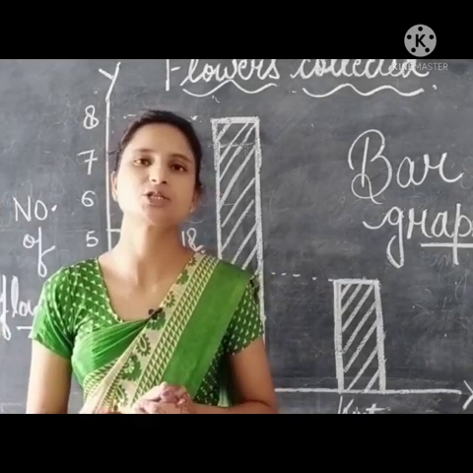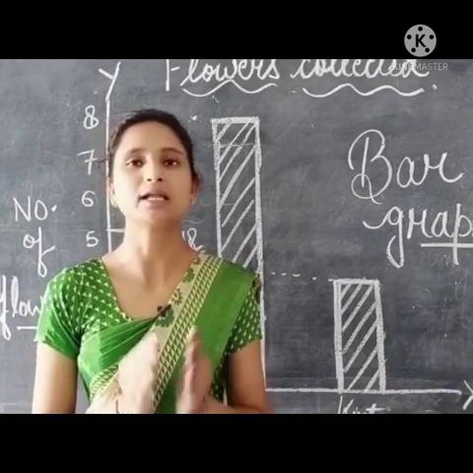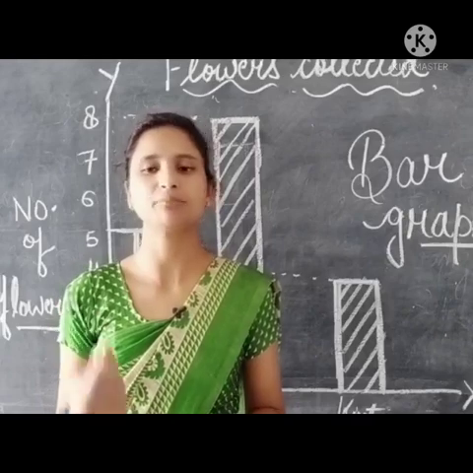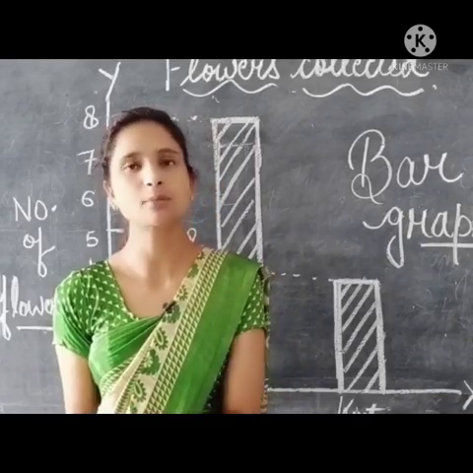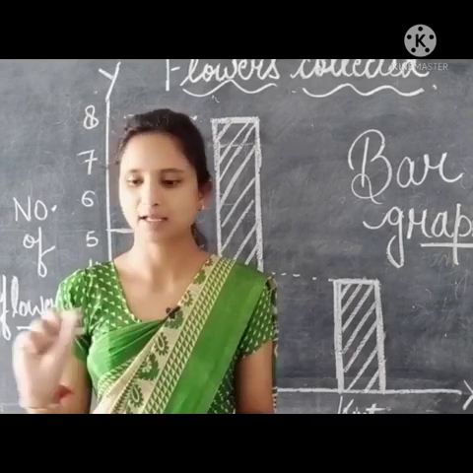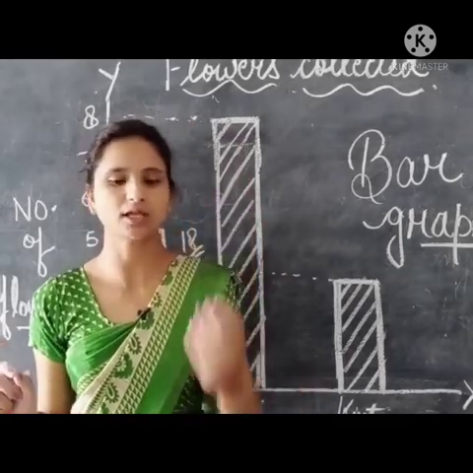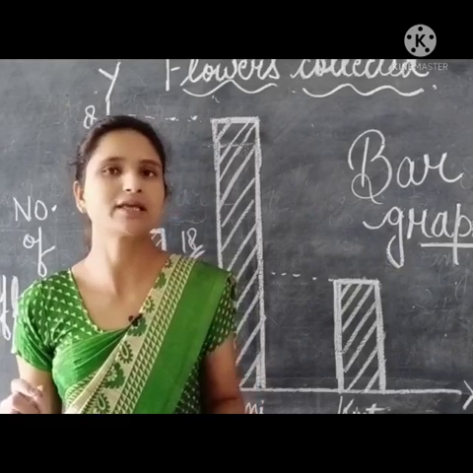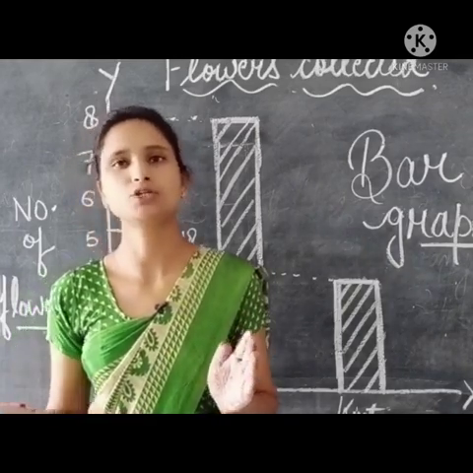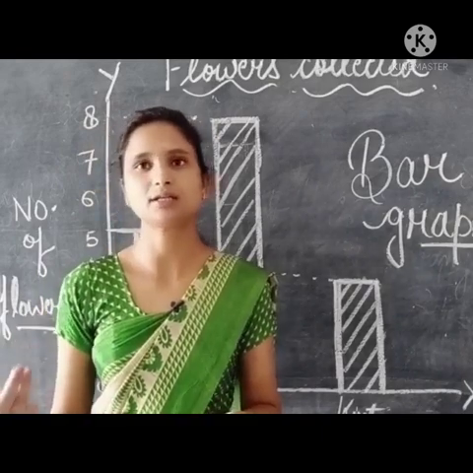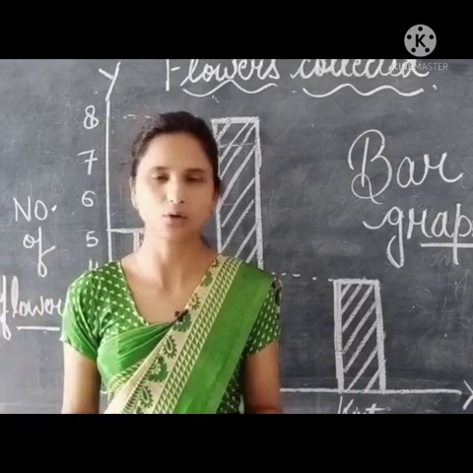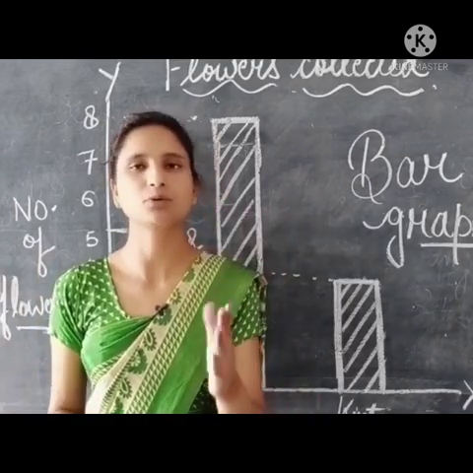I hope, dear children, you must have understood data representation through pictograph and through bar graph. In pictograph we just make pictures, but in bar graph we show it with the help of columns and x-axis and y-axis. In y-axis we always put numbers. And on x-axis we always show the information that is given about the people, the animals or anything. But on y-axis we put numbers.